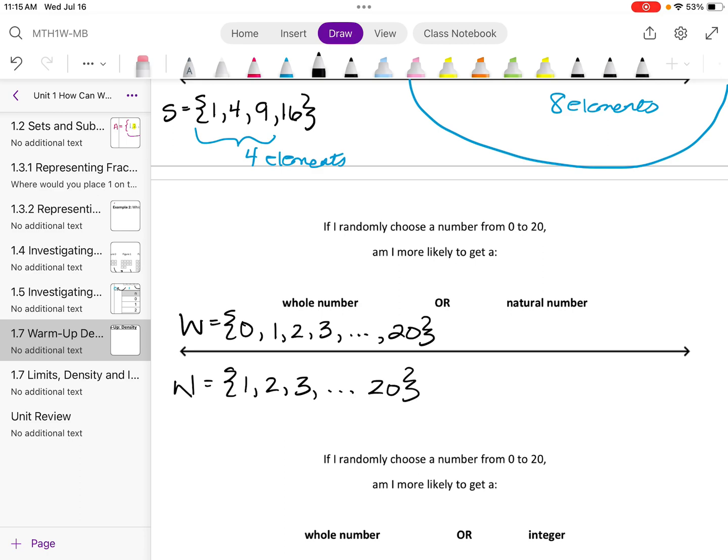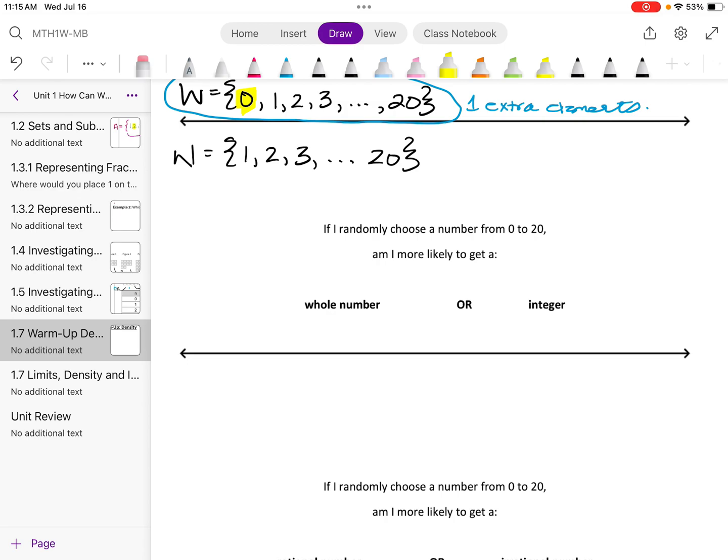So am I more likely to get a whole number or a natural number? Well, in this case, I'm more likely to get a whole number, but not by very much. There is one extra element because both of these sets are the same, except whole numbers include 0 and natural numbers do not. So I am more likely to pick a whole number because it is slightly larger than natural numbers.